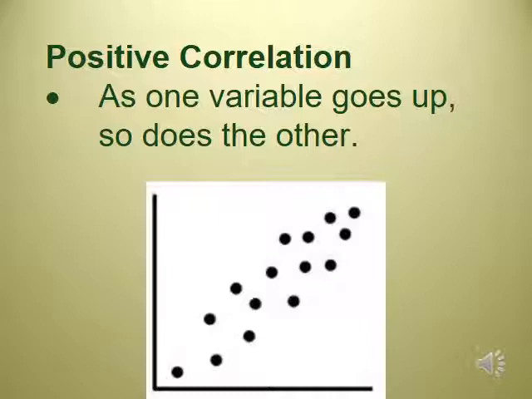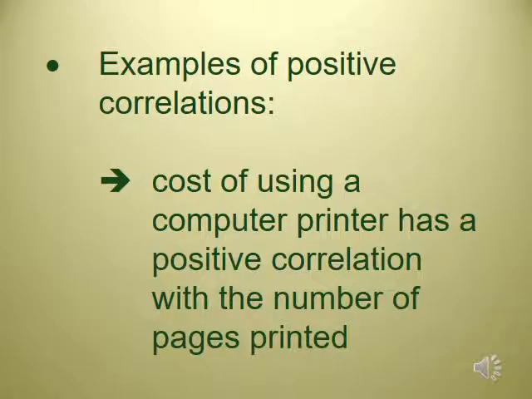You have a scatter plot that would look something like what you're looking at here, where you can see an upward trend as you go from one place to another. One example of a positive correlation would be the cost of using a computer printer and how many pages you print. The more pages you print out, the more it's going to cost to use that printer.